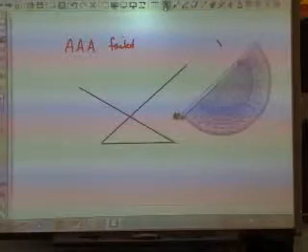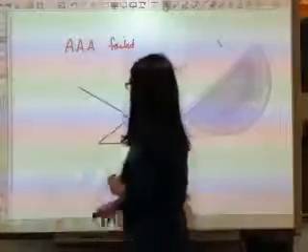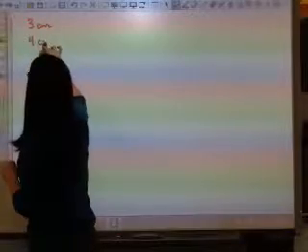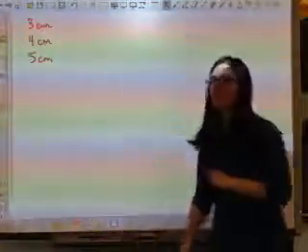So then the next one that we have is all three sides. So if I wanted to draw a triangle where all three sides were the same, could we draw the exact same triangle? So let's try drawing a triangle that's 3 centimeters by 4 centimeters by 5 centimeters.